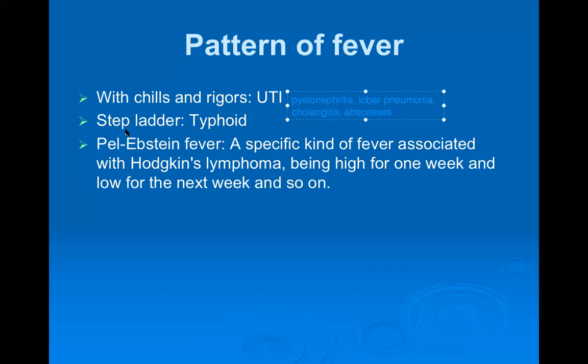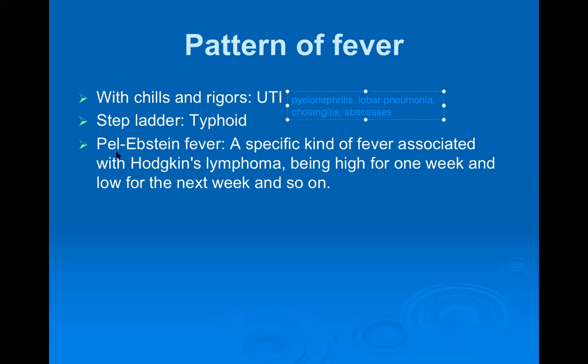Let's move on. If there is step ladder type of fever, it means every day the fever is increasing and increasing. For example, on day 1, just a slight rise in body temperature, 100.4 degrees Fahrenheit. On day 2, that temperature may be 101 degrees. On day 3, maybe 102 degrees, and day 4, maybe 103 degrees. So gradually there is a rise in body temperature. This is known as the step ladder pattern, and this is usually seen in typhoid fever.